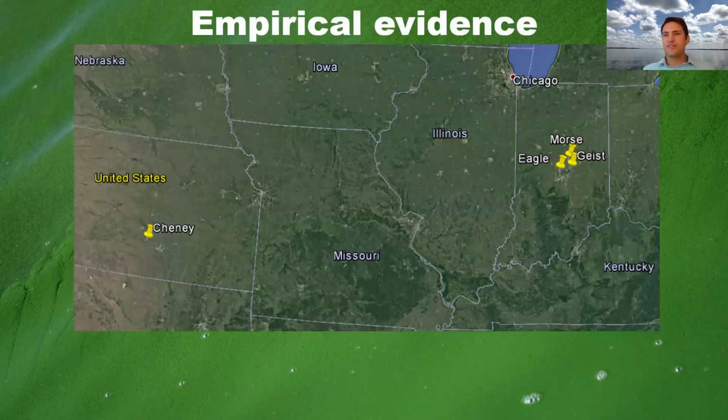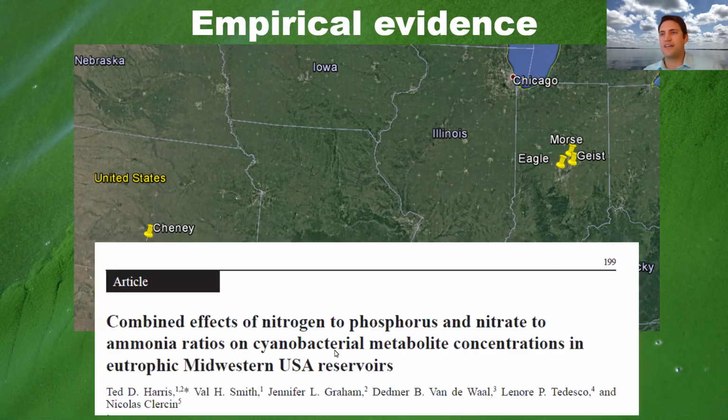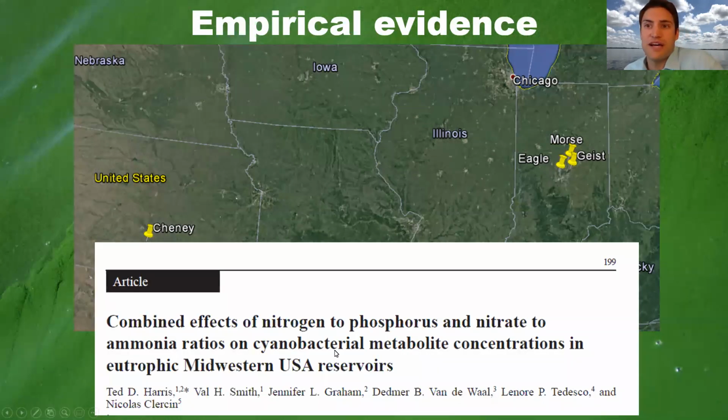So we again looked empirically. We said we already have some data on this. So we looked at Cheney Reservoir, which is the drinking water supply reservoir for the city of Wichita. And we looked at Eagle Creek, Morse, and Geist reservoirs around Indianapolis, which are their drinking water reservoirs. Because they're drinking water reservoirs, they have data on taste and odor compounds as well. So they have the toxin, but they also have data on the taste and odor compounds.